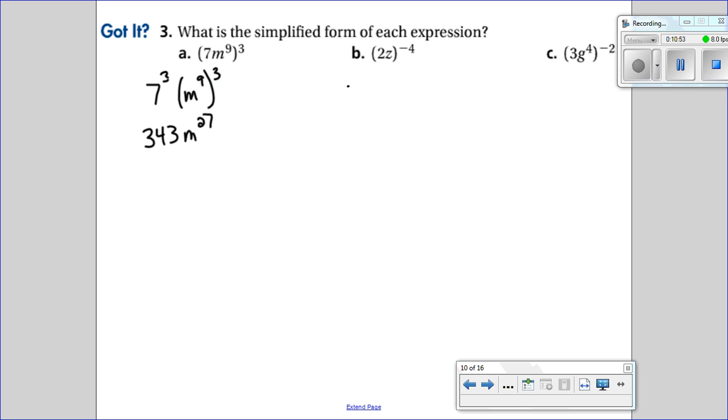Here, we got 2 to the negative 4th times z to the negative 4th. Since they're negatives, they can both get flipped to the reciprocal. So we actually have 1 over 2 to the 4th times z to the 4th. Well, 2 to the 4th is just 16. So we have 1 over 16 times z to the 4th.